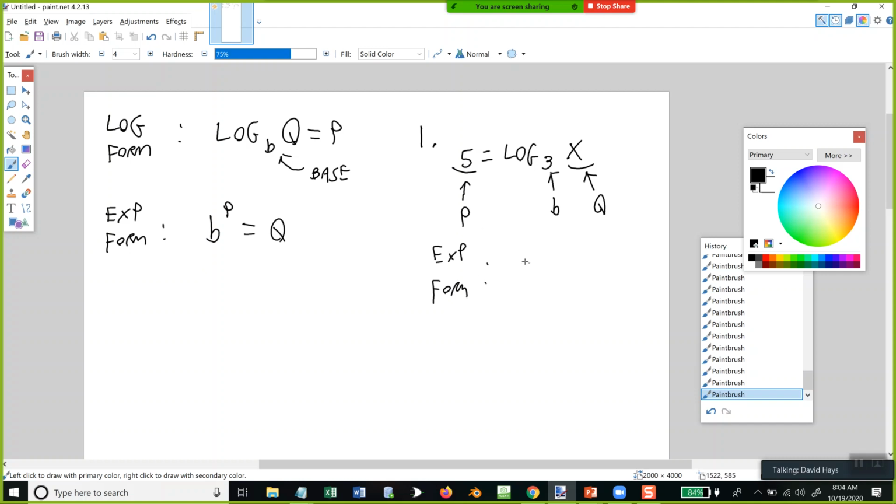Now, exponential form is b to the p is equal to q. So we plug in what we identified. So b is 3, p is 5, and q is x. And that'll be our answer. You don't need to simplify it. They're trying to get you to see the connection between that and exponential form. From exponential form, that's something you can easily graph without using tables or anything like that.